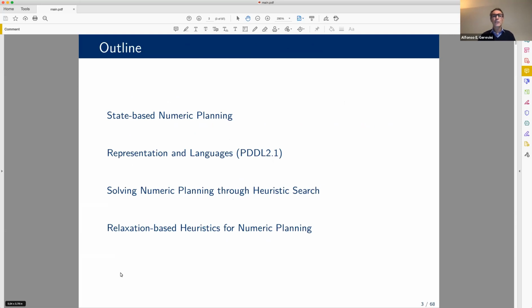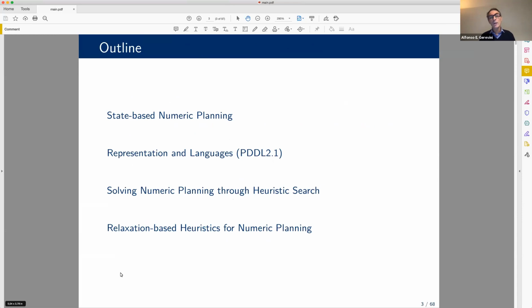So the lecture has four main parts. The first two parts, I will talk about, and Enrico will talk about the last two parts. So first, we will define state-based numeric planning, and then we will describe how we can represent this class of problems through languages, and in particular, we will focus on the version 2.1 of PDDL.